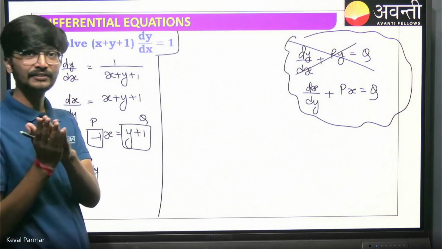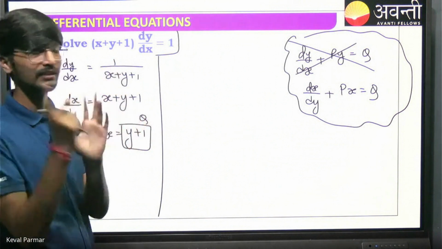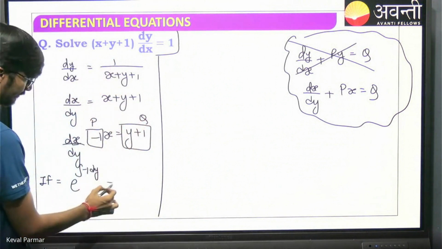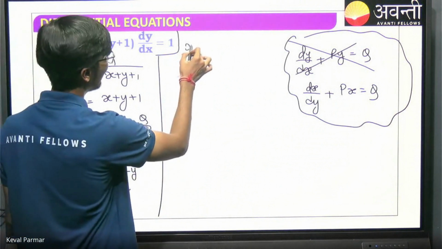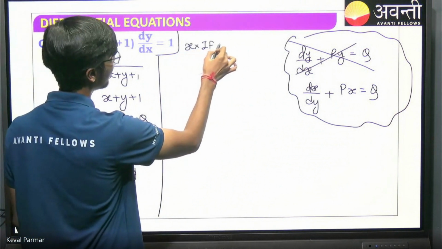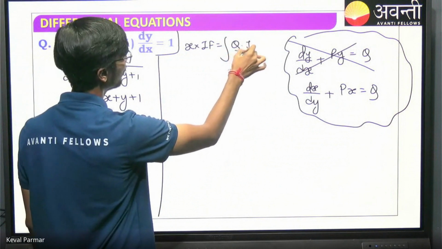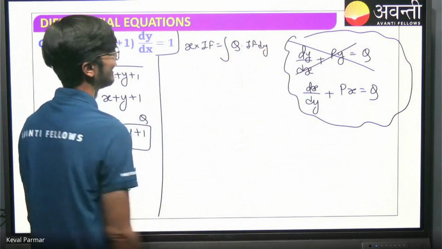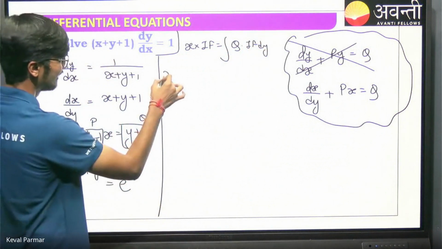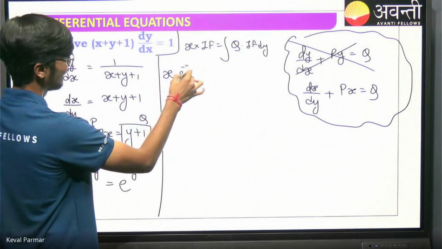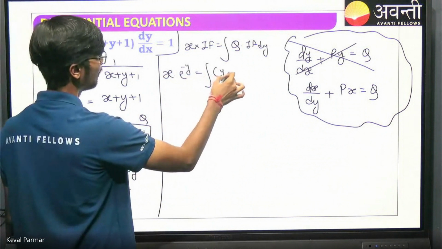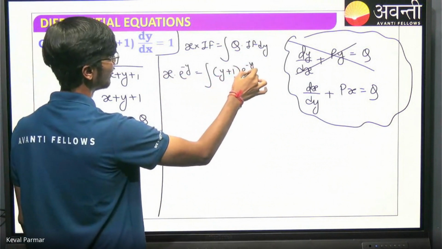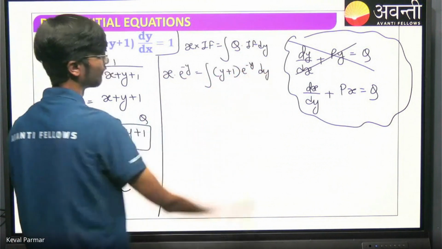All the x will change to y and vice versa. So here I'll get e raised to minus y. And what was the solution? X into integrating factor is equal to integration of Q into integrating factor dy. So that means x into e raised to minus y is equal to integration of y plus 1 into e raised to minus y dy.